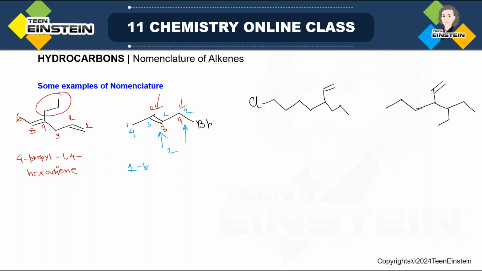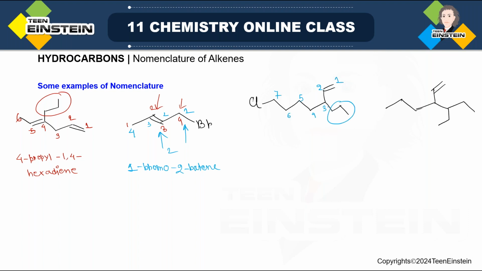So the name will be... longest chain. We have total 1, 2, 3, 4, and the double bond's position is 2, butene. Okay. Now the next one. Obviously, you have to give priority to the double bond, because now if you start numbering from the chlorine side, the double bond will get a very large number. That is obviously not the correct way to do it. So numbering will be from this side.